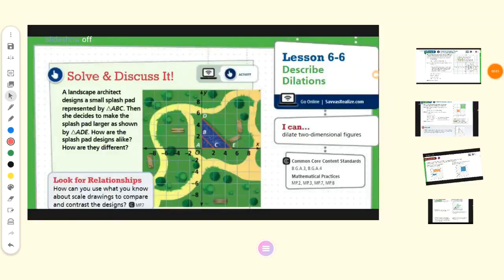Good day, everyone. The lesson today is lesson number 66. Describe dilation. What is the meaning of dilation?